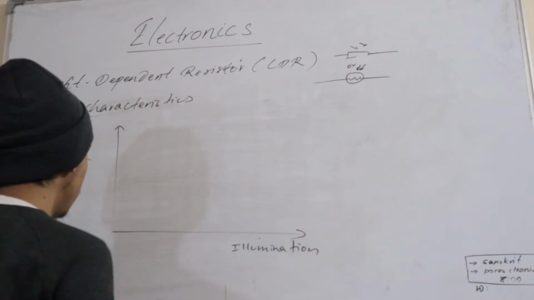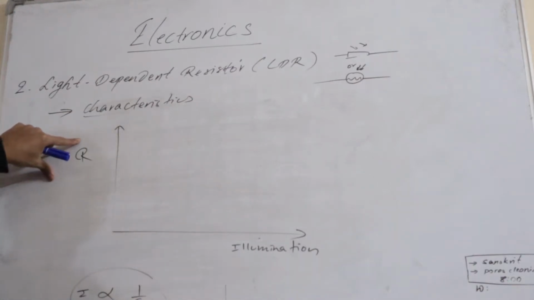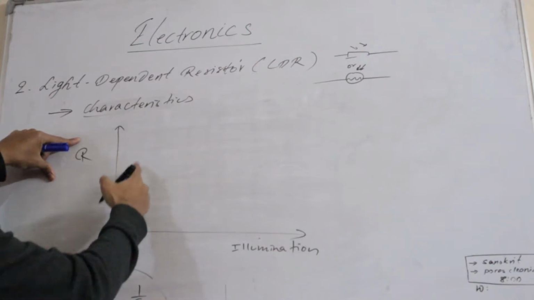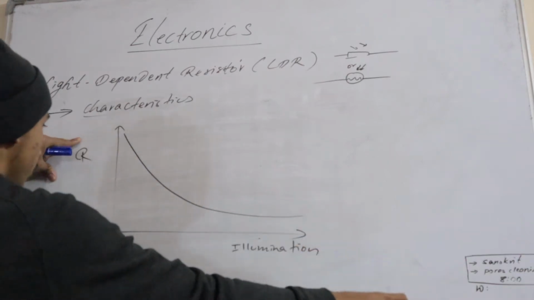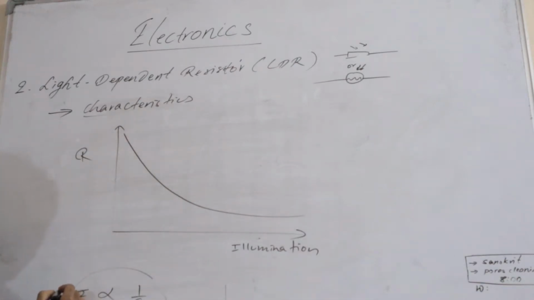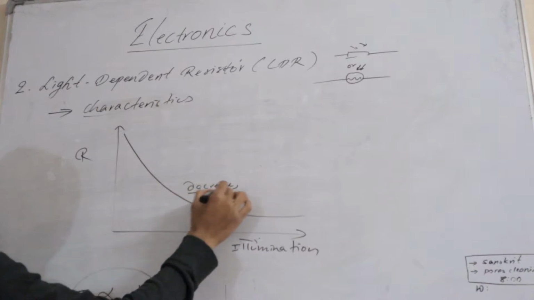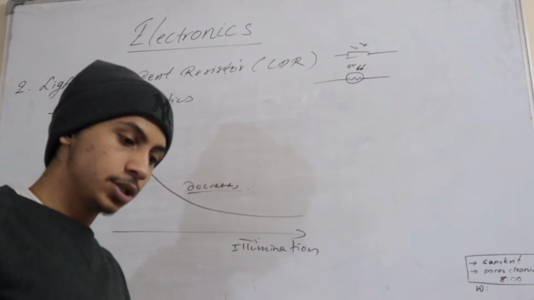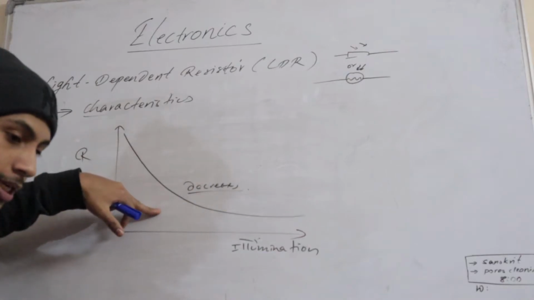Here is illumination. I told you that intensity and resistance have an inverse relation. When the resistance increases, the light intensity is less, so it has this kind of figure. Look here, illumination increases and resistance decreases. You got it? So this is one characteristic of an LDR. When it absorbs light, its resistance decreases drastically.